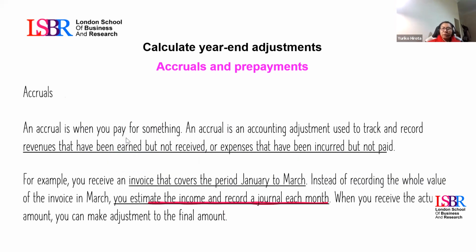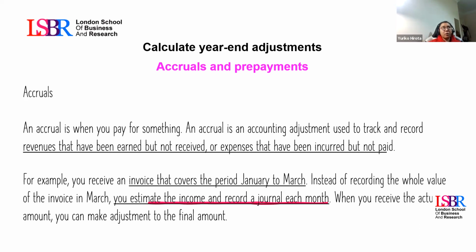But what happens with accruals? Accruals are kind of the opposite of prepayments. In the case of prepayments, we were talking about a rent that the company pays in advance. But in the case of an accrual, it could be an amount of money, a revenue, that we haven't received, but we have a very high level of certainty that we are going to receive that revenue.